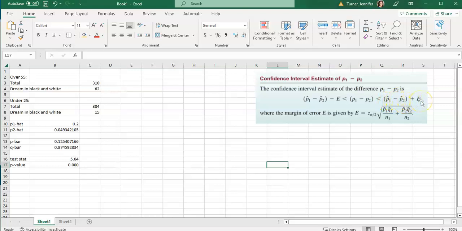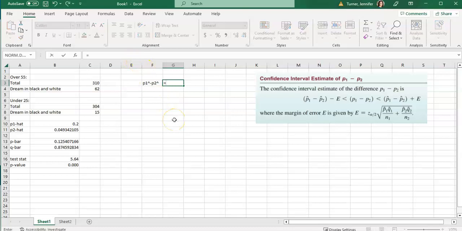So let's go ahead and build all those different components. So first, let's do P1 hat minus P2 hat. So remember, we already found P1 hat and we already found P2 hat. So we can start an equal sign here. P1 hat was right here, so we can click on it, minus P2 hat was right here. So we can click on that and hit enter. So now we have a value for P1 hat minus P2 hat.